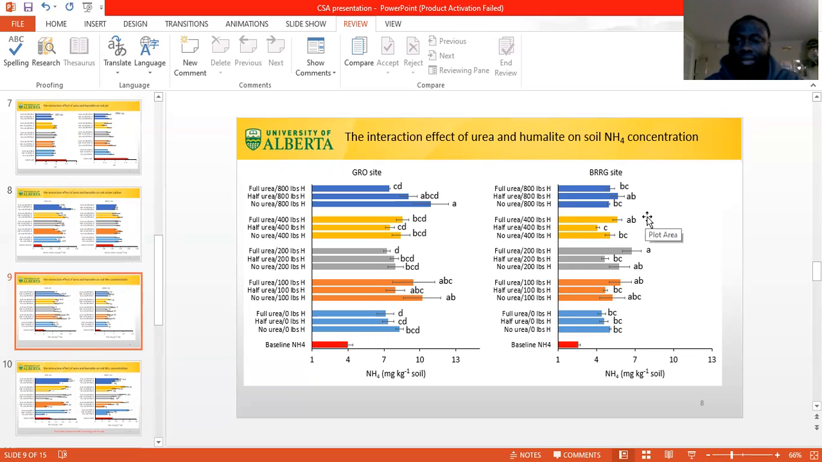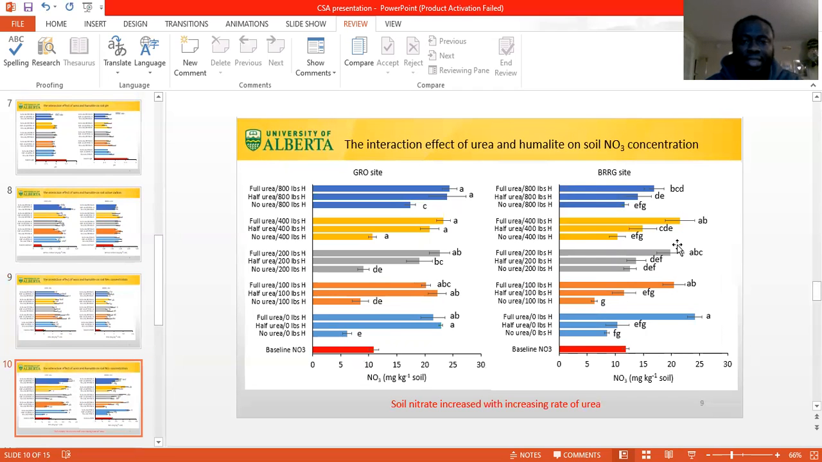And as you can see at the BRG site, we saw that full urea and 300 pounds per hectare humalite had a significant effect on the ammonium concentration in the soil, but they were not significantly different from that of the full urea and no urea, and also 100 pounds per hectare humalite. And as you can see, at the no humalite treatment, we had similar results with some of the treatments with humalite. And so therefore we can see that we didn't have a clear effect of the humalite on soil ammonium concentration.